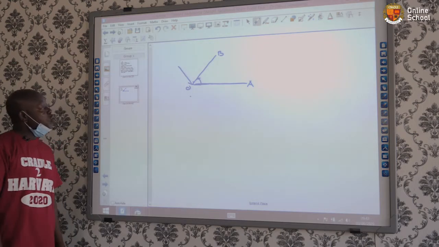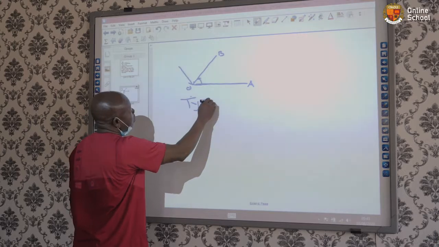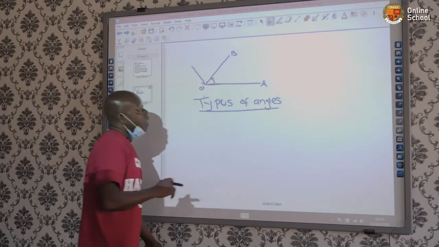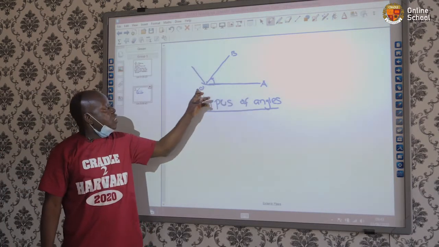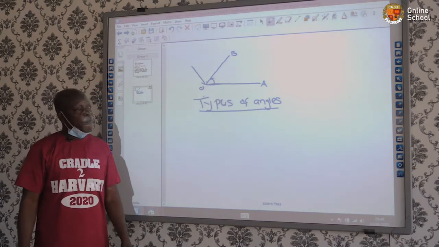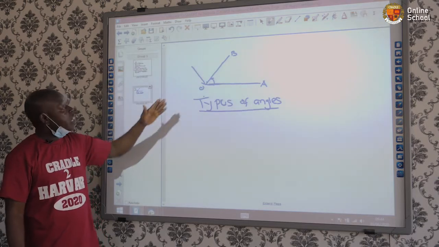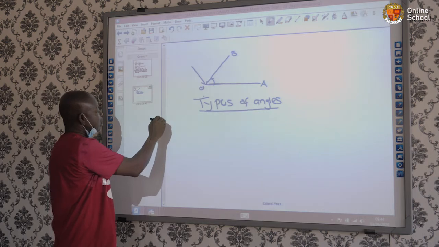Now, we will move on to types of angles. Just assume the arm A is in position while you begin to rotate arm B. Then you discover that so many angles will be formed. The higher you go, the higher the angles. So let's see number one, the first type of angle.